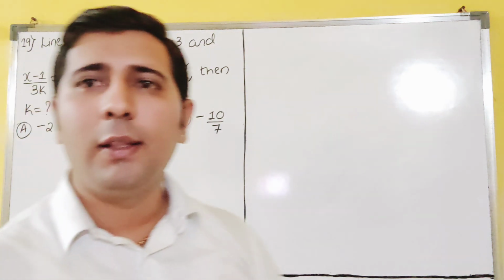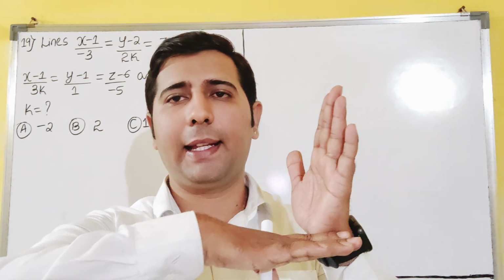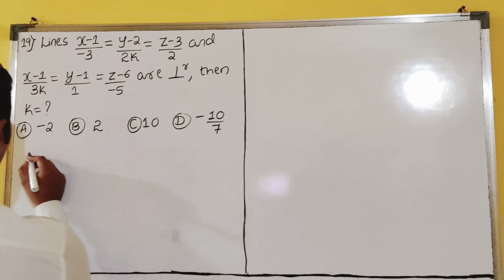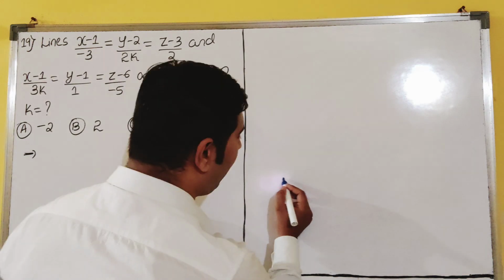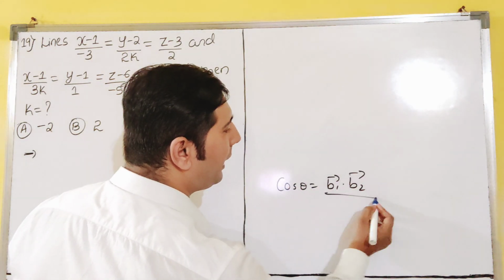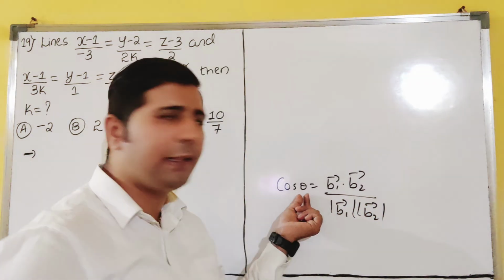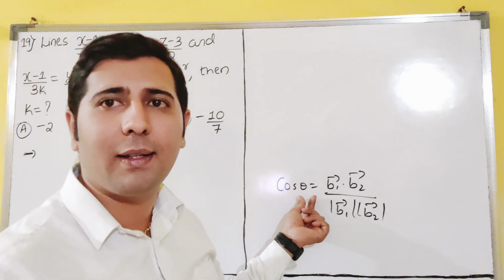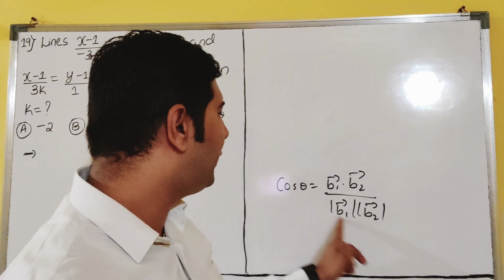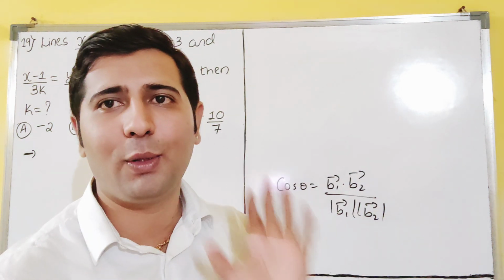Then what? Perpendicular means they have a 90 degree angle, dear students, like this. Understood? So 90 degree means what? Cos 90 is 0. Just now we have written the angle between the two lines, so this was written for understanding purpose. The angle is cos 90, and cos 90 is 0. Cross multiply, 0 into anything is 0. So then b1 dot b2 is equal to 0.